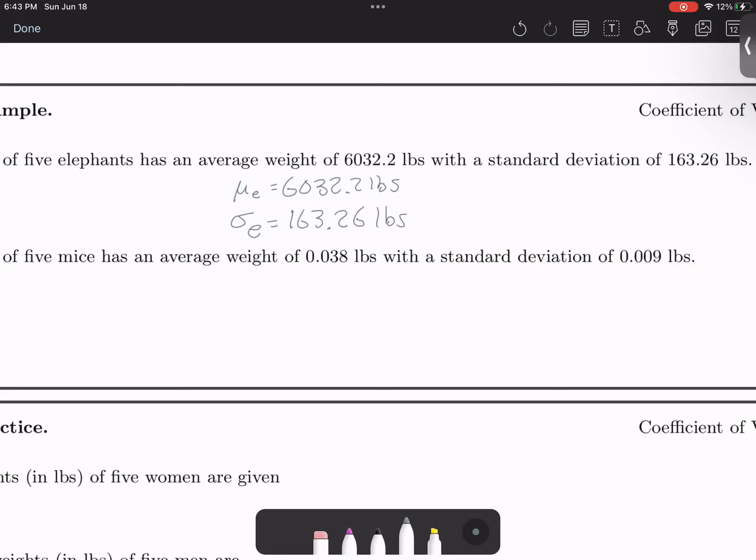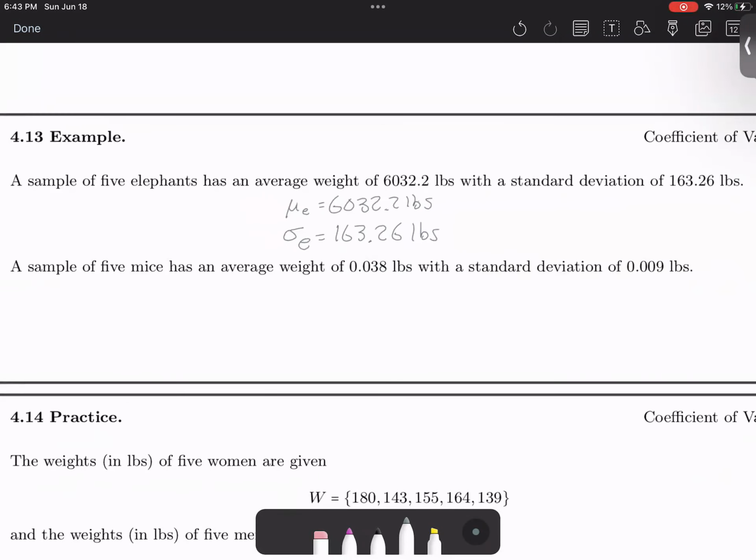pounds. All right, we also have a sample of 5 mice with an average weight of 0.038. Oops, not elephants, but mice. Also measured in pounds, so they're significantly smaller. And the standard deviation of the mice, 0.009 pounds. So if we just compare standard deviations, it would seem like the elephants have much higher standard deviation, which they do because they have a much higher weight, right?